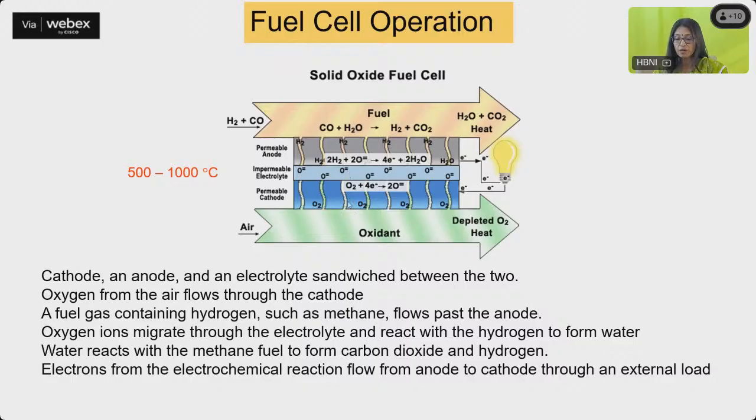Then again, you have a permeable cathode from which oxygen is coming in, the oxygen from the air flowing through the cathode. A fuel gas which contains hydrogen, such as methane, flows past the anode. Oxygen ions migrate through the electrolyte and react with the hydrogen to form water. Water reacts with the fuel to form carbon dioxide and hydrogen, and electrons from the electrochemical reaction flow from anode to cathode through an external load, as you can see over here. So this is a SOFC.